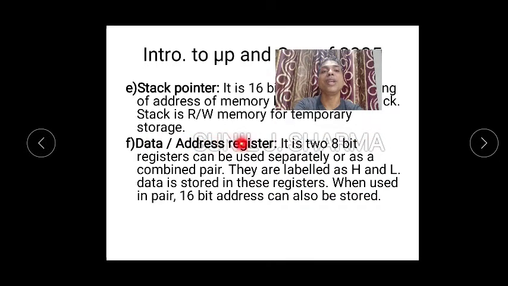Then we have the data address register. It is multi-purpose: you can use the same registers for data and the same registers for address. You can say it is maximum utilization of registers, because we have a very small number of registers. It is two 8-bit registers that can be used separately or as a combined pair. They are labeled H and L, or HL. Data is stored in these registers. When used in a pair, 16-bit addresses are also stored.